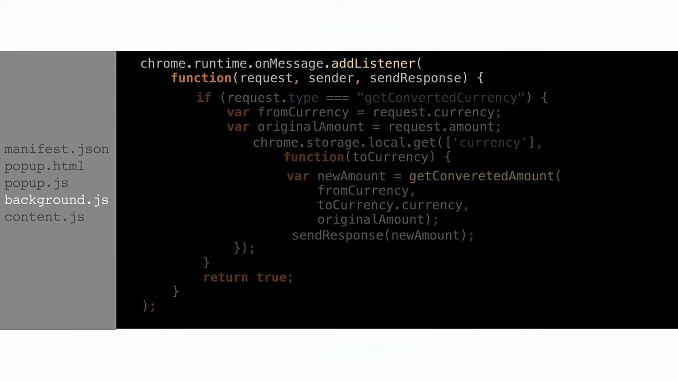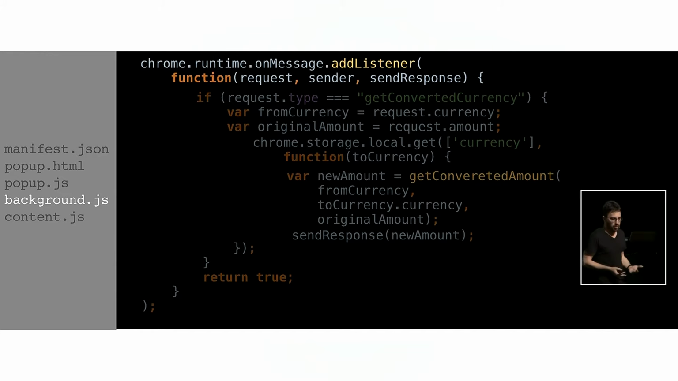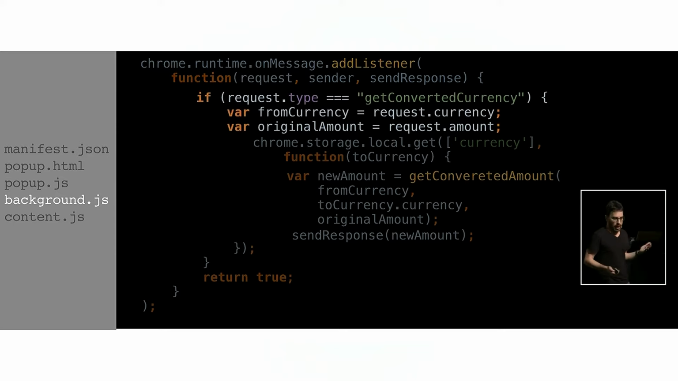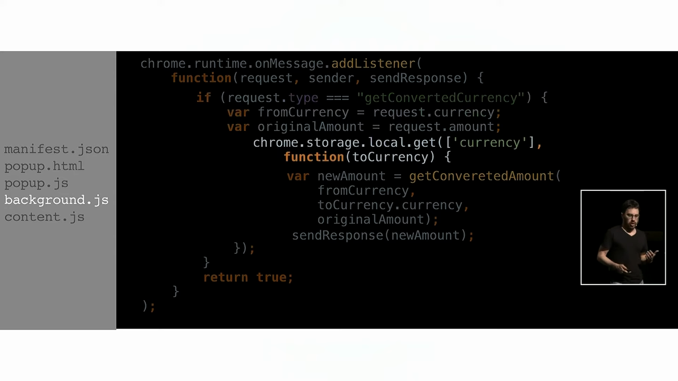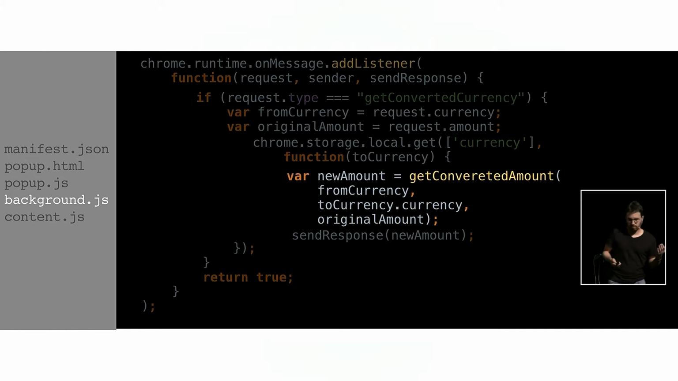And on the other side, in the background.js, we want to receive the message. We check the header, and once we have a match, we can take the currency and the amount. We get the target currency from the local storage that we saved before from the extension dropdown. And we can now call the conversion function and inject the result to the DOM.